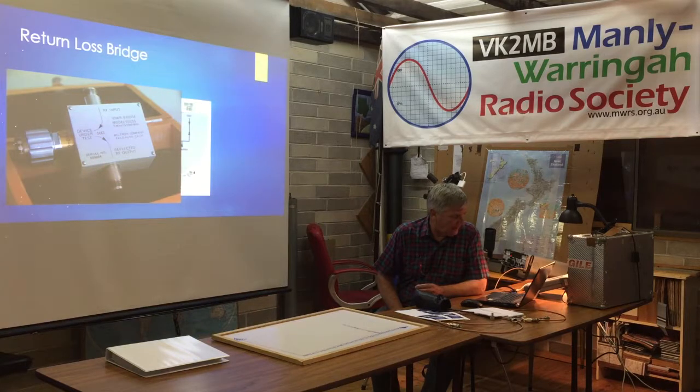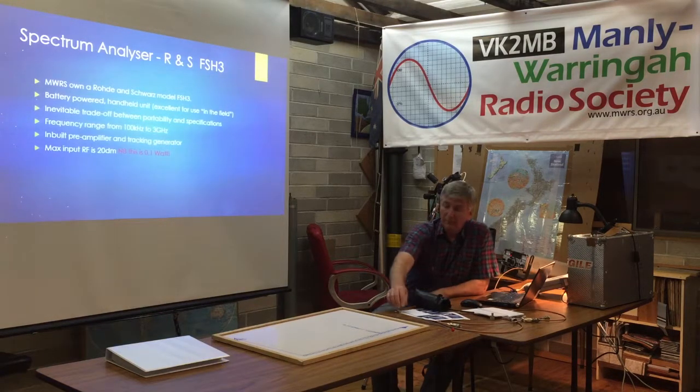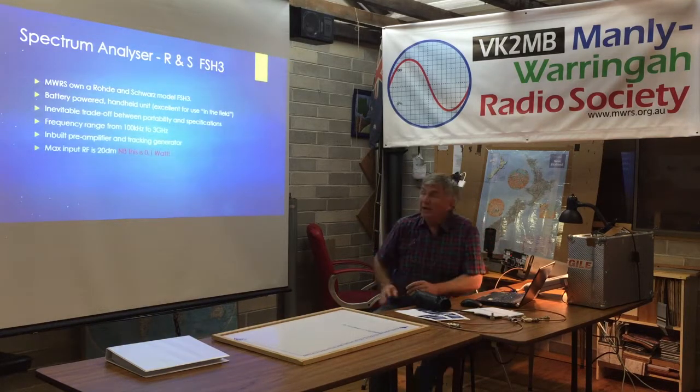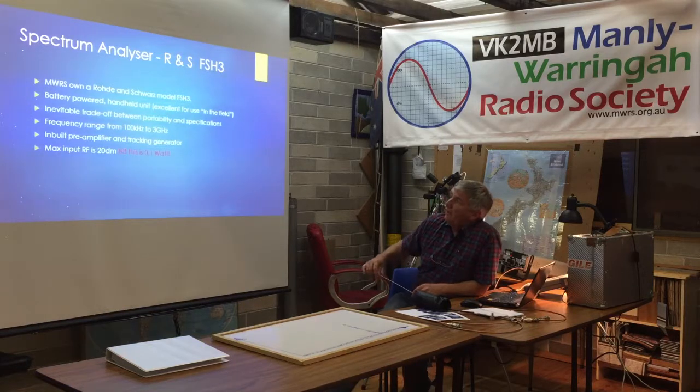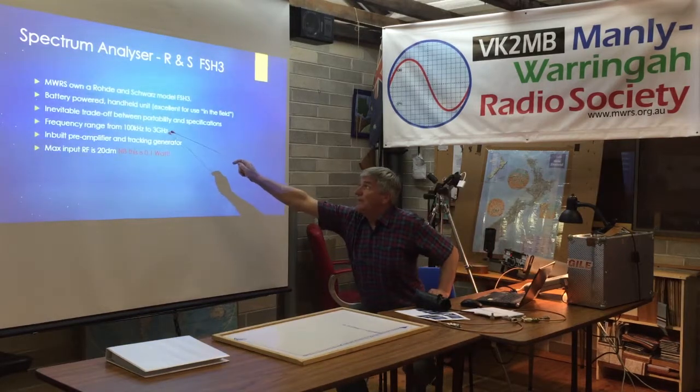And the one that disappeared under there was a Rohde & Schwarz device. Why a Rohde & Schwarz device? Because the Manly-Warringah Radio Society owns a Rohde & Schwarz model FSH3 spectrum analyzer, and that's it here, which we'll look at in a moment. It is a battery-powered handheld unit, so it's really good for use in the field. It's portable. There are some inevitable trade-offs between portability and specifications. The frequency range goes from 100 kilohertz to 3 gigahertz.